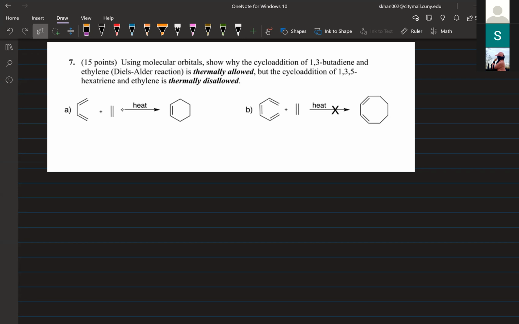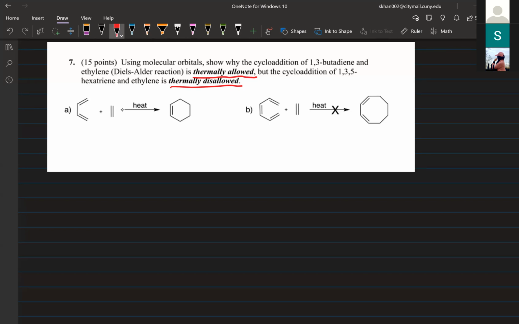So this question is kind of straightforward. It's asking: do the molecular orbitals in these things line up? That's what thermally allowed means. Essentially it's asking, do the HOMO and the LUMO of these Diels-Alder reactions have the same phase? Are they symmetrical? Do they line up properly? If they do, that reaction is thermally allowed, which you see in the majority of Diels-Alder reactions. But when you start using something like a triene, you'll see that's not the case.